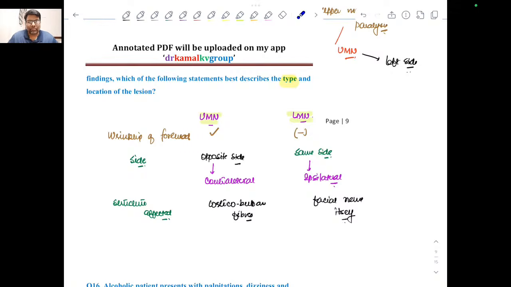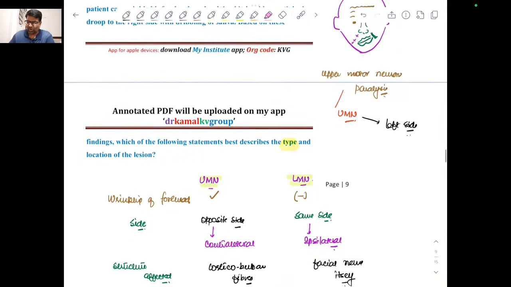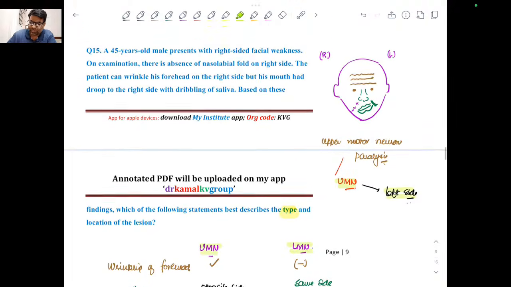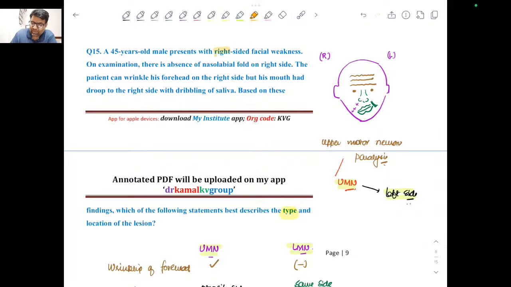Because the forehead muscles have bilateral cortical representation. So even if one side is gone, the other side will manage. So that's why in upper motor neuron there is no problem with the forehead wrinkling. Okay, so this is how you should go. So the answer will come out to be upper motor neuron, left side, although the patient is presenting to us with right sided facial weakness. So the answer will be upper motor neuron, left side, because the forehead is all okay.